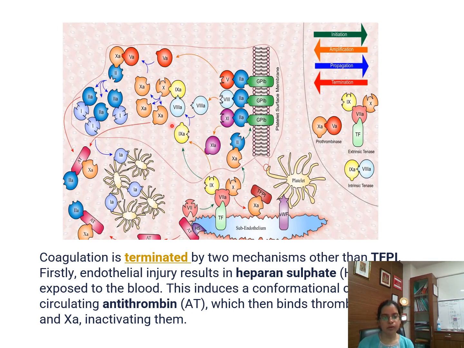Now there are some cross checks also, like this coagulation is terminated by two mechanisms other than tissue factor pathway inhibitor. First is the heparan sulfate. Heparan sulfate will induce a conformational change in circulating antithrombin, and antithrombin will bind to thrombin and factor 10A, inactivating them.